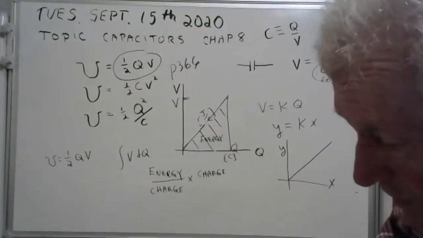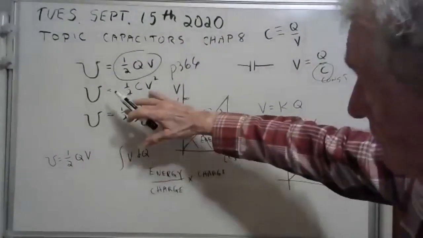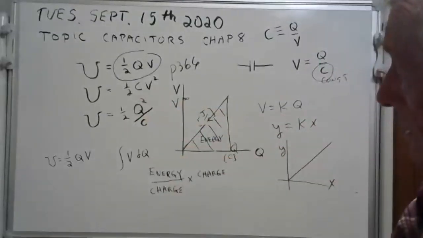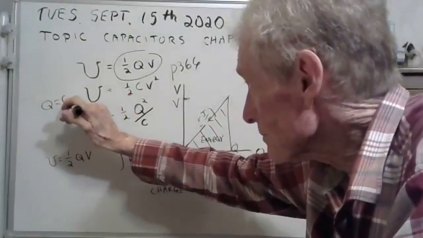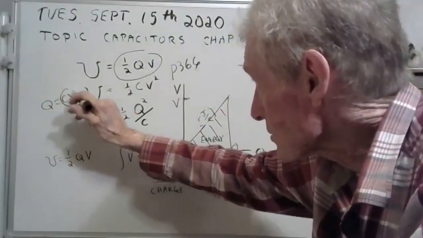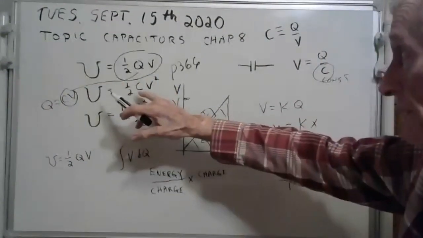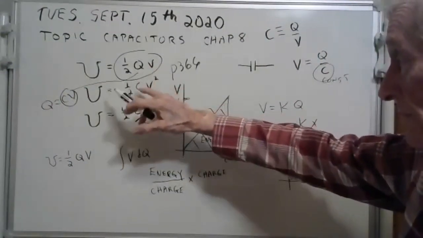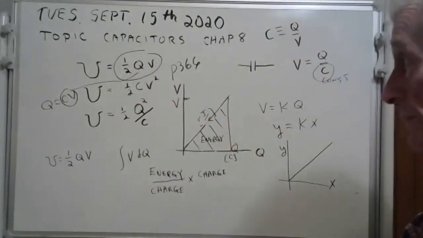We just came up with the energy stored in a capacitor. Now, how'd they get this? Well, remember that Q is equal to CV. So if you just take that CV and stick it in there for Q, can you see you'll get 1/2 CV times V, you'll get 1/2 CV squared. That's where that one comes from.